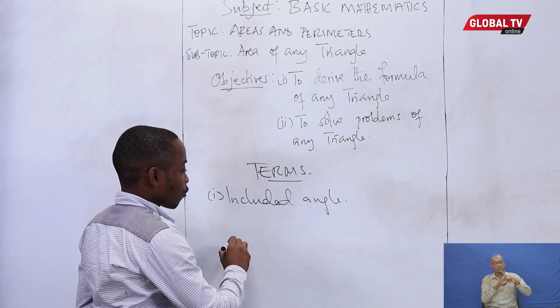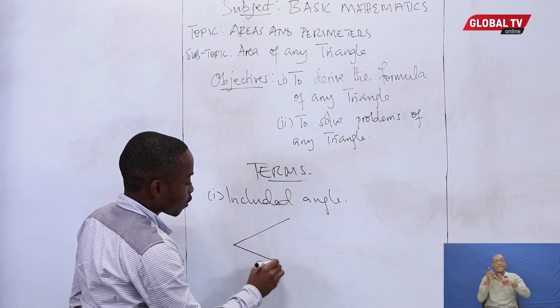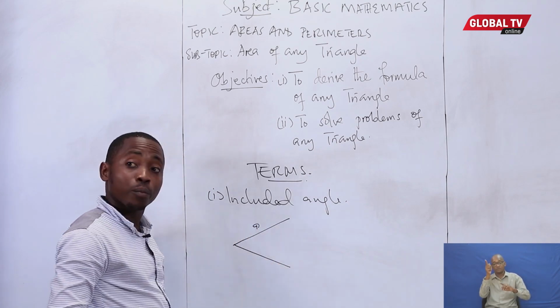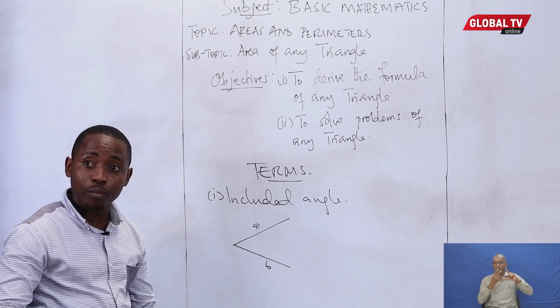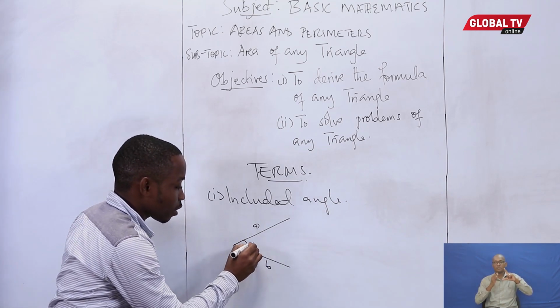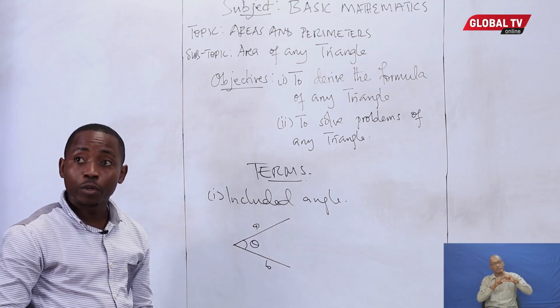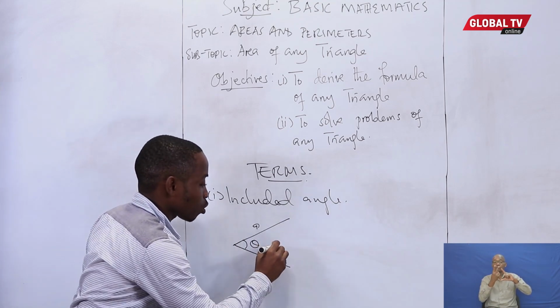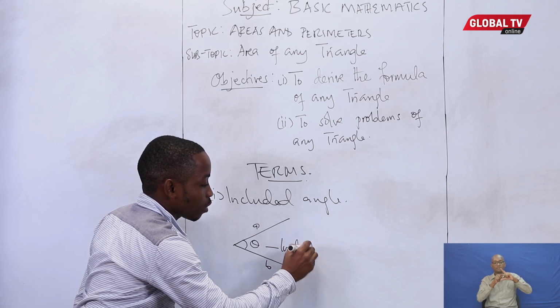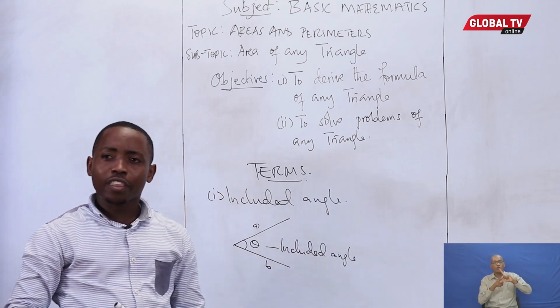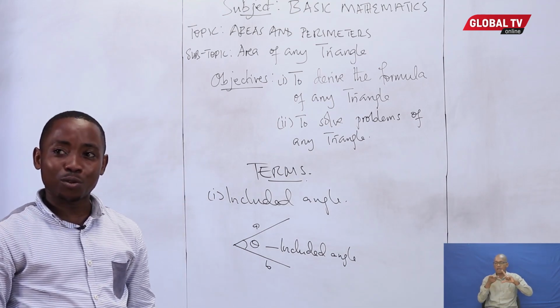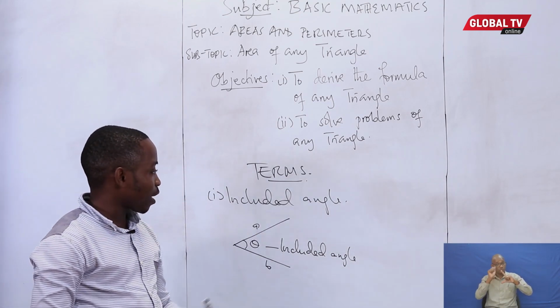So, for example, you have the first line in this one, and the second line in this one. You have the first line, line A, and the second line, line B. The angle which is in between the two lines is known as the included angle. That is the first thing that we need to remember before we derive our formula.